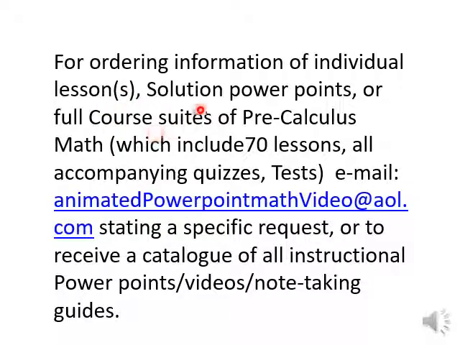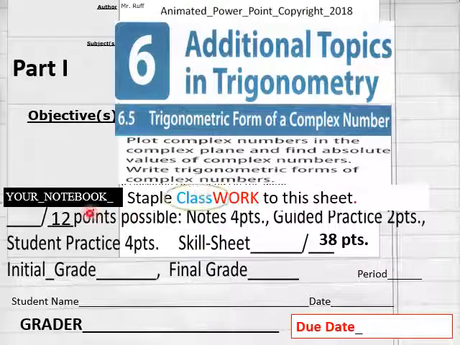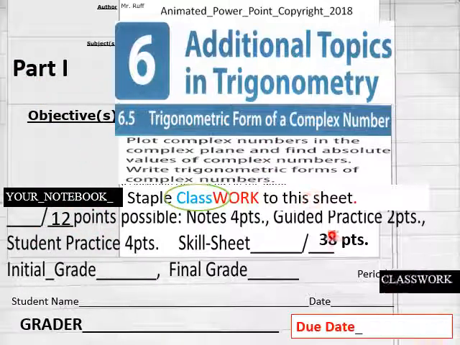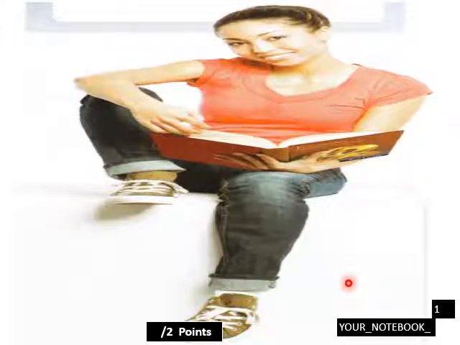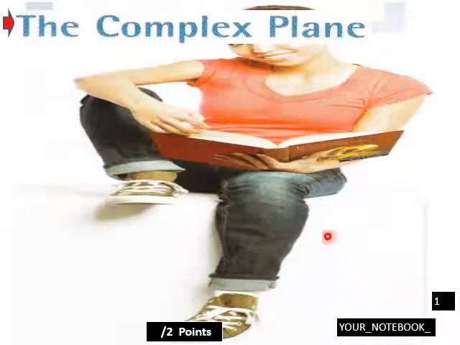Hello everybody, getting ready to do lesson 6.5 part 1 of classwork of pre-calculus math today. In today's lesson, you got 12 points here. It goes in your notebook, part 1, 6.5. And then we got 38 points here that will go into your classwork sheet. Today we have no bell work, but we go right into your notebook.